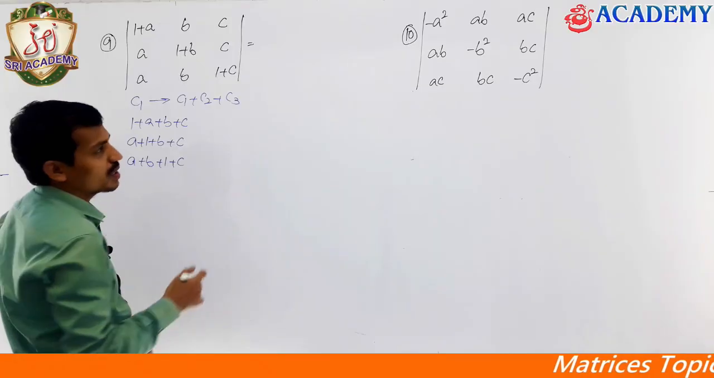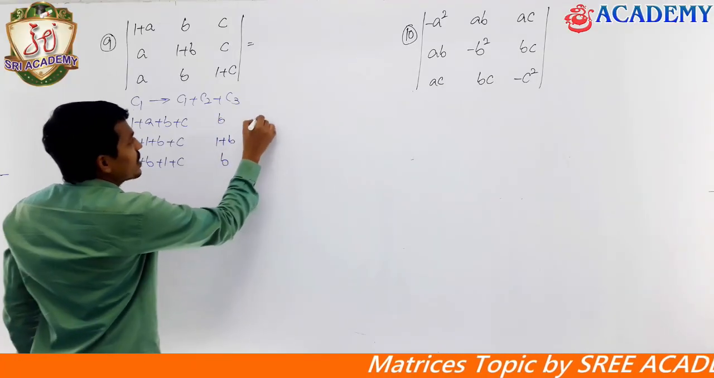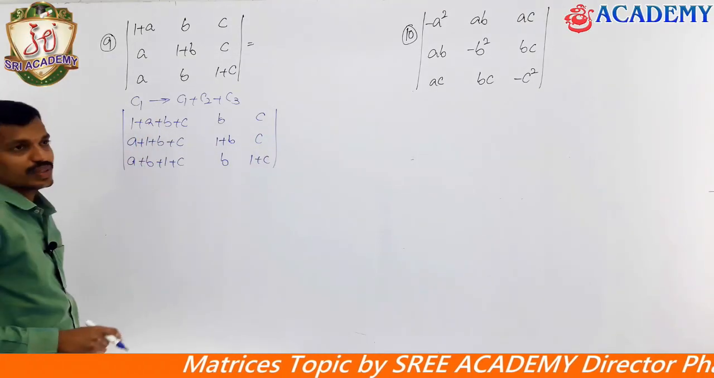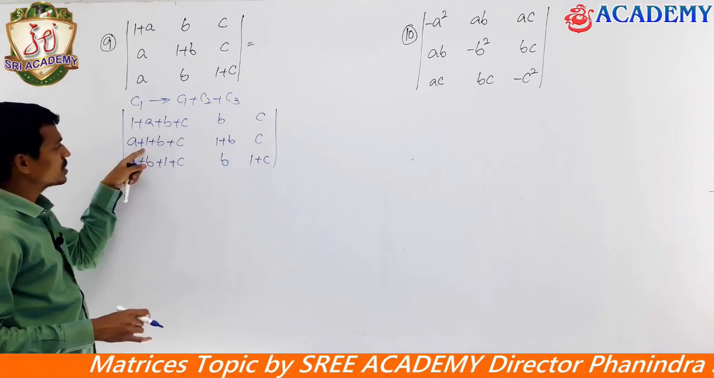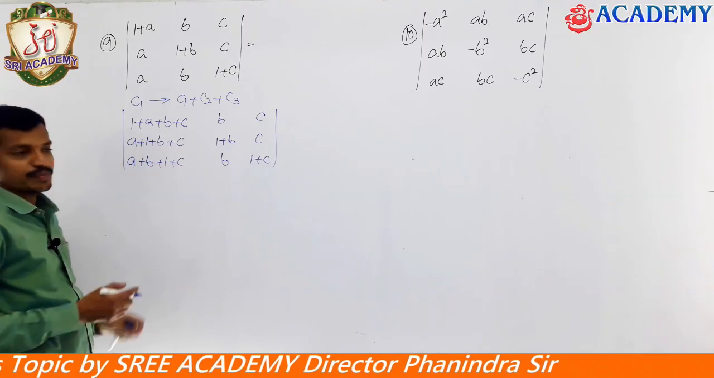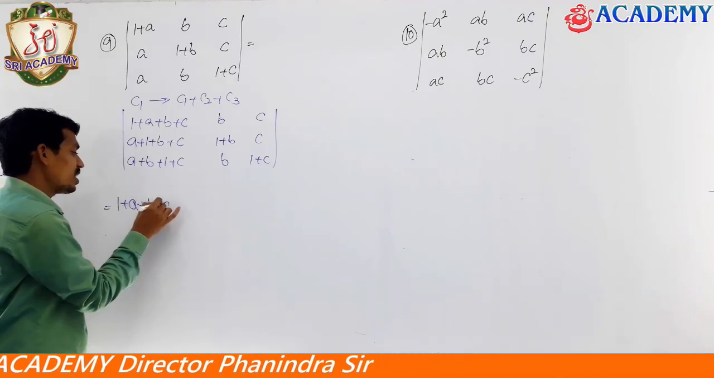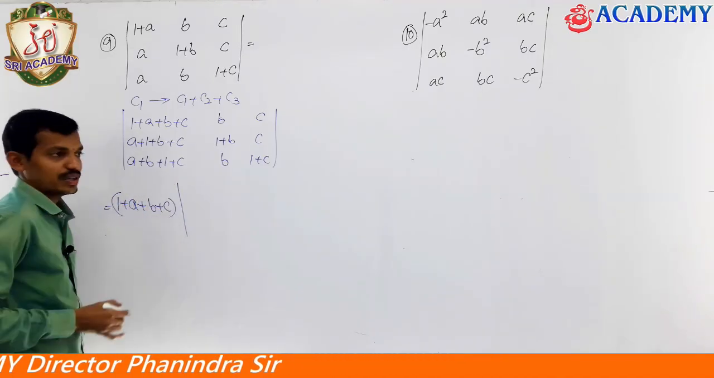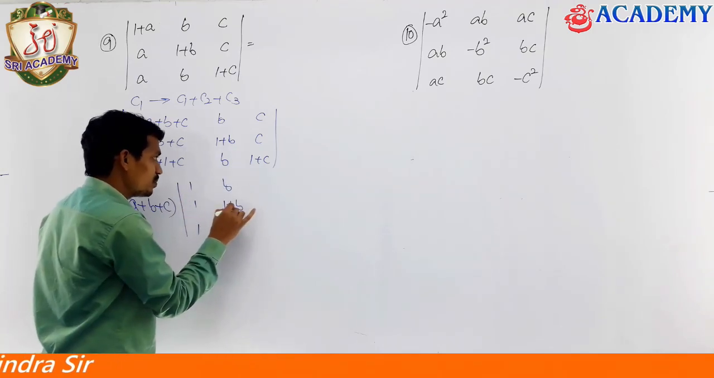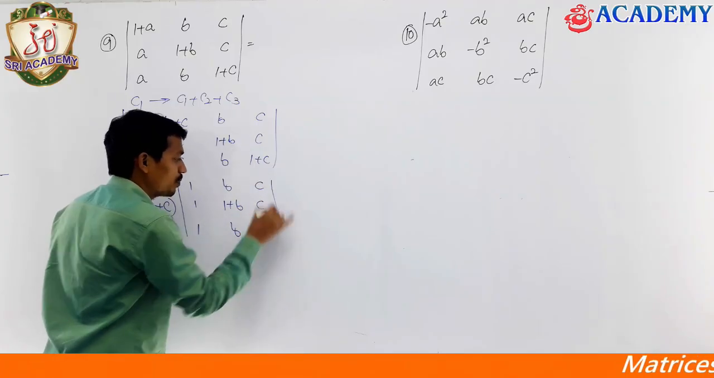The remaining columns 2 and 3 remain the same: B, 1 plus B, B; C, 1 plus C. Here it is 1 plus A plus B plus C, this is also 1 plus A plus B plus C, and this is also 1 plus A plus B plus C. I take 1 plus A plus B plus C common, with that the first column becomes 1, 1, 1, then B, 1 plus B, B, and C, C, 1 plus C.